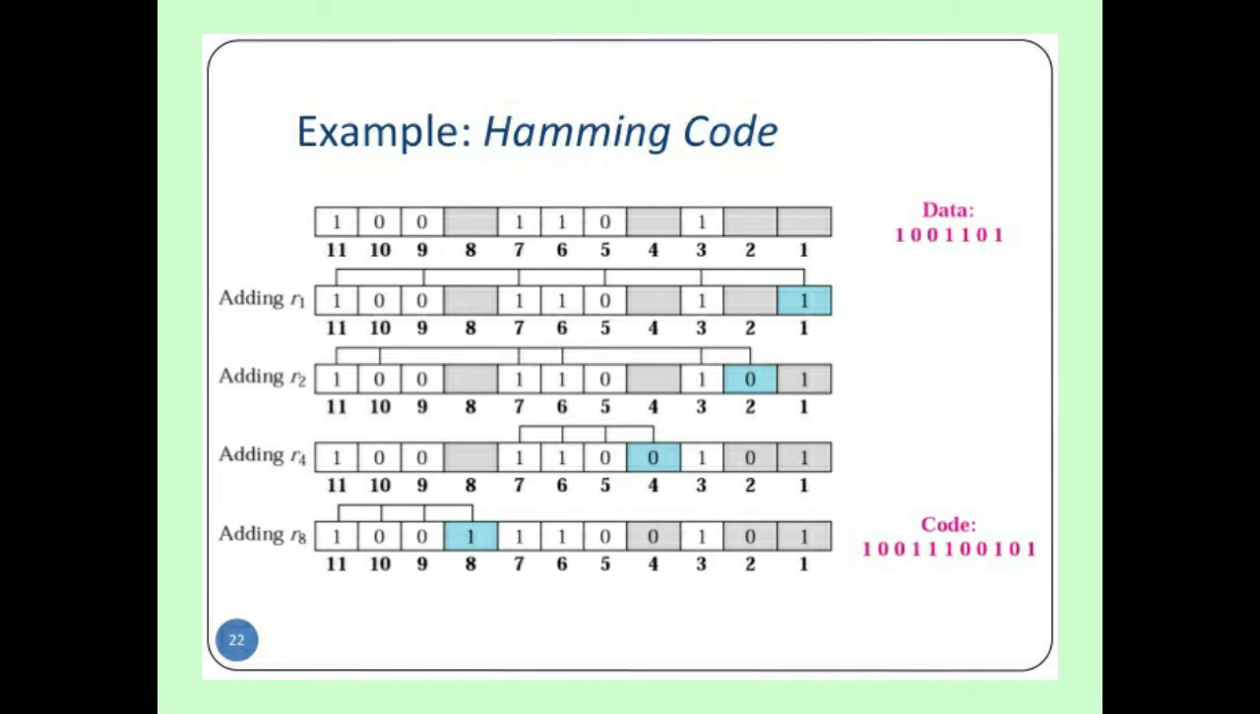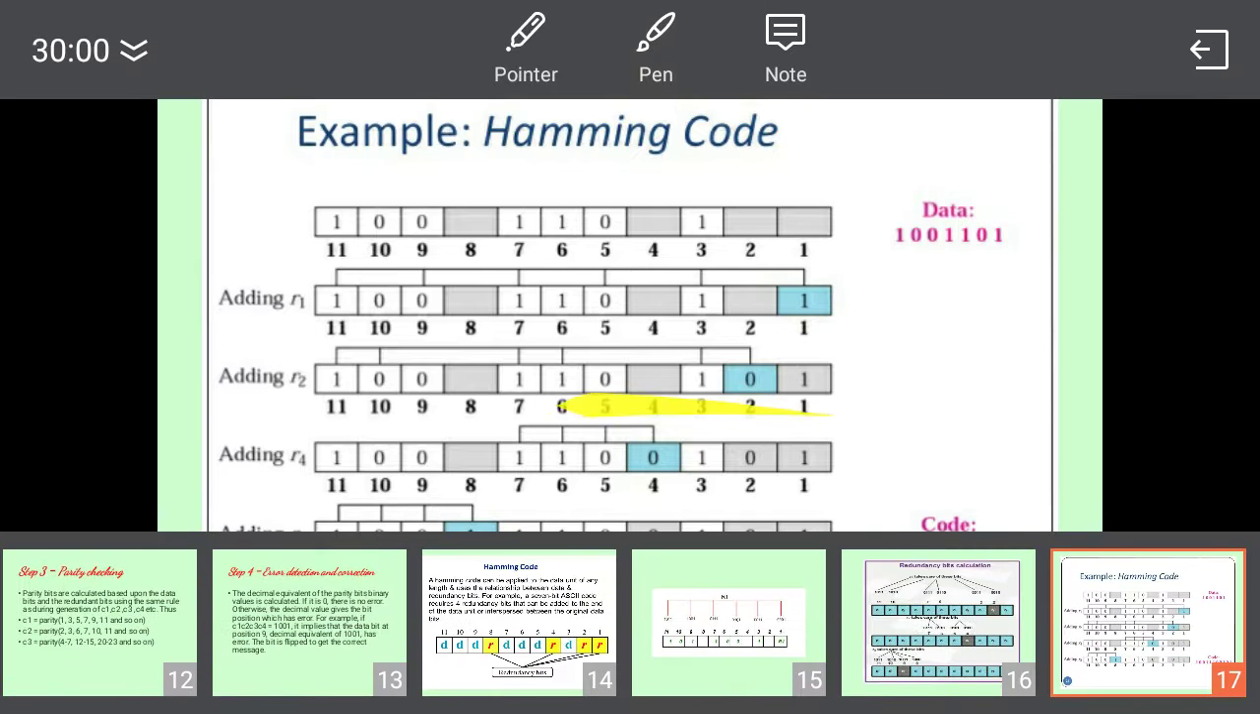Now, adding R4. Now consider the bits here. What positions do you have to consider? 2, 3, 6, 7, 10, 11. So how many ones are there now? 1, 2, 3, 4. An even number of ones. So it is set to 0 again. Here you can see it is set to 0.